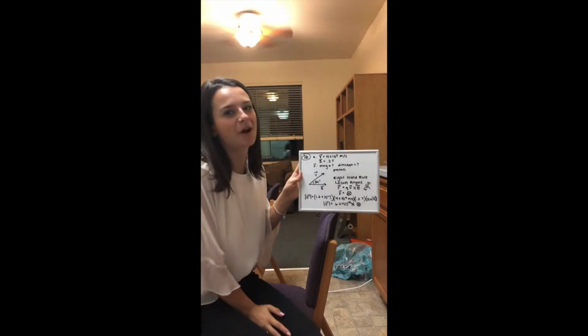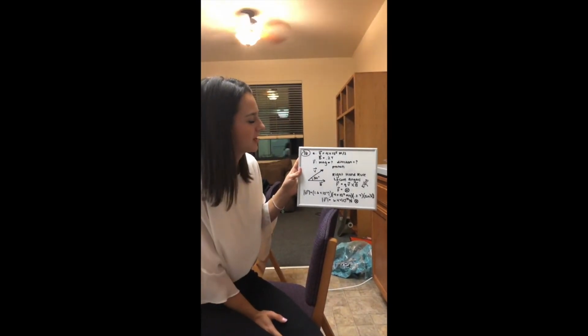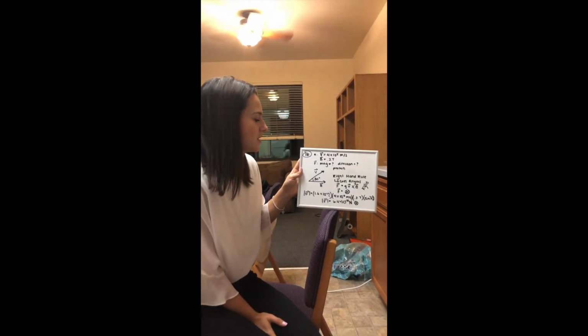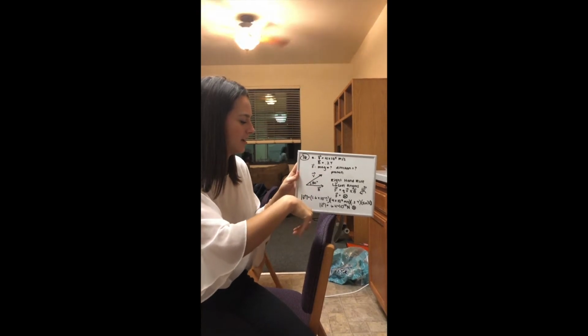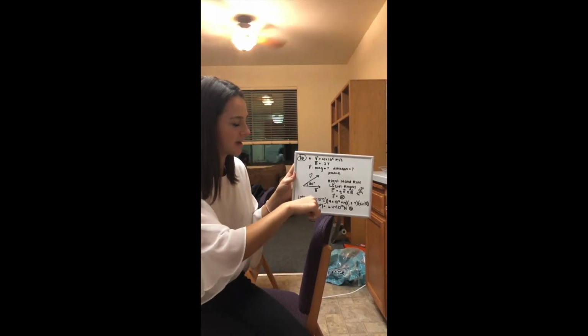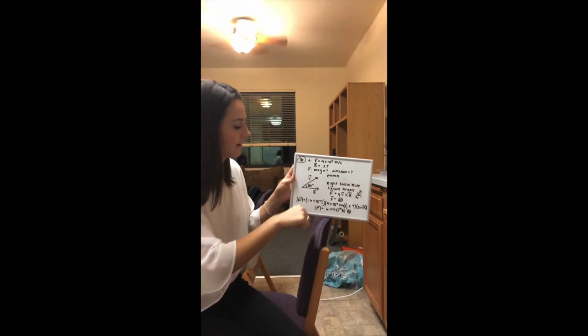All you need to know for this problem is that force equals QV cross B. So first you take your right hand and you sweep V to B, and the force is into the page because your thumb is pointing that way.